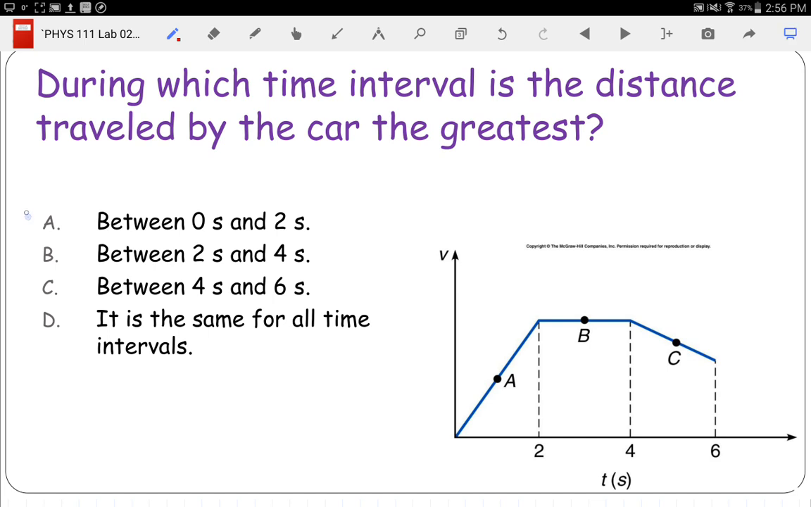Okay, our answers were not very comforting. Here's a good one to talk to the people around you about how you determine the distance that it travels.